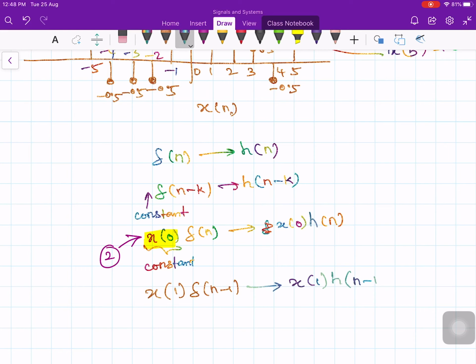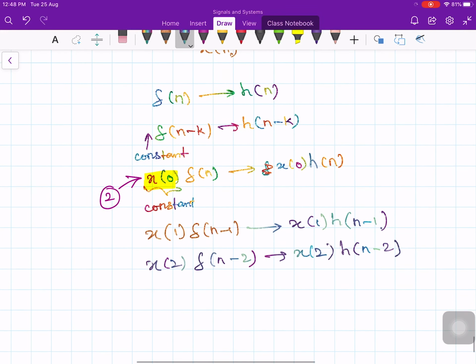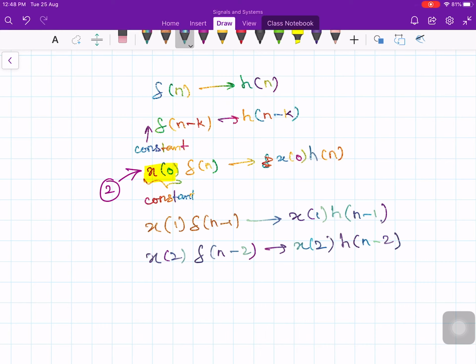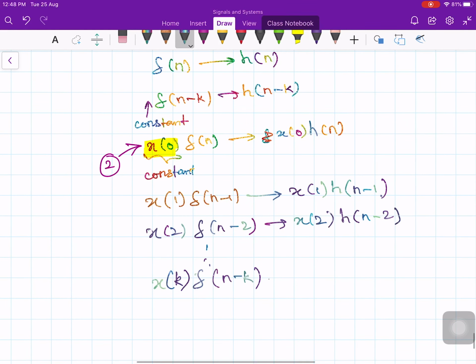If you send x of 2 times del of n minus 2, then this is going to give x of 2 times h of n minus 2. So if I multiply the input signal del of n minus k by a constant x of k, then the output should be multiplied by the same constant x of k times, now the output is h of n minus k. This is the impulse response and this is the input.